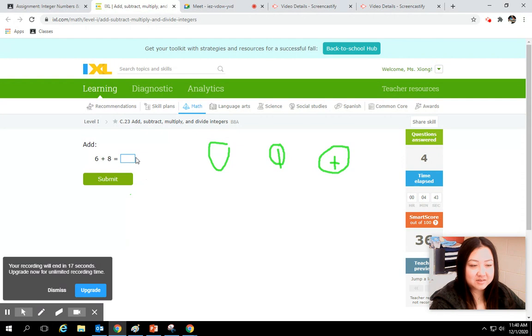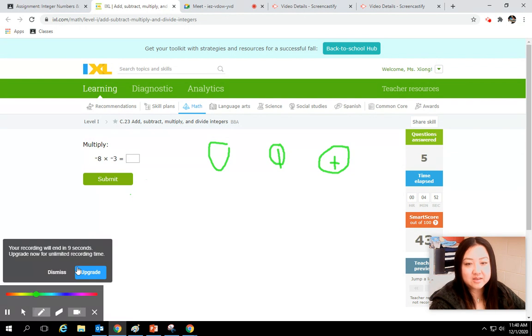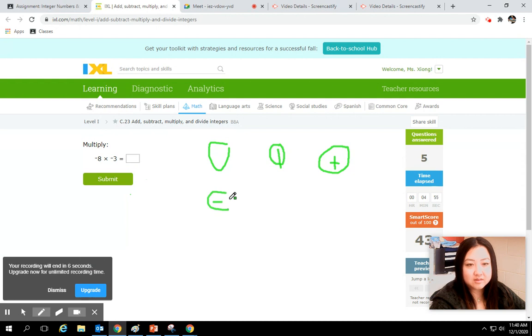14. 14, you got it. Negative times a negative. Just multiply. Is that 27?